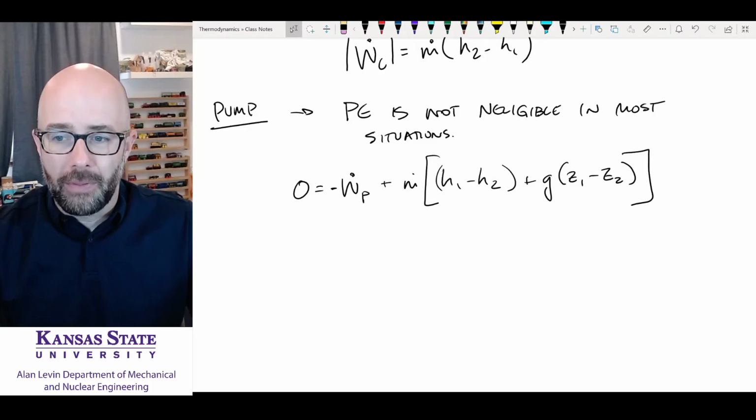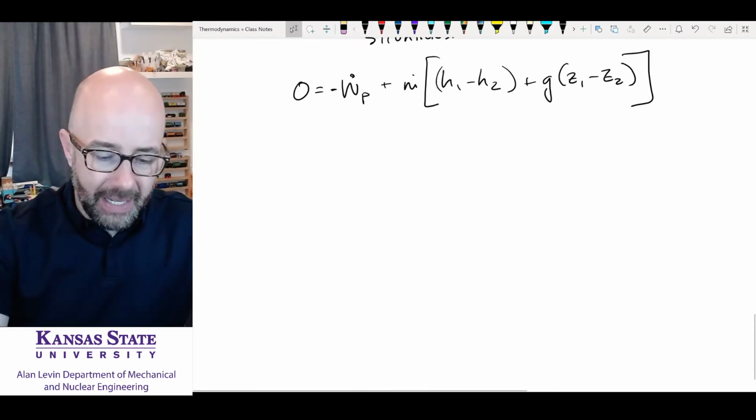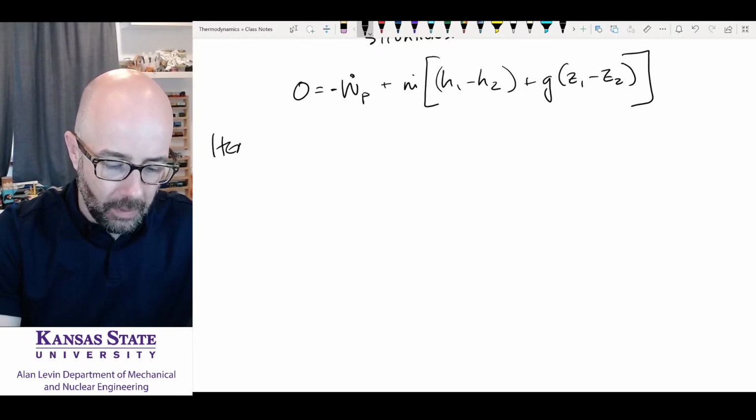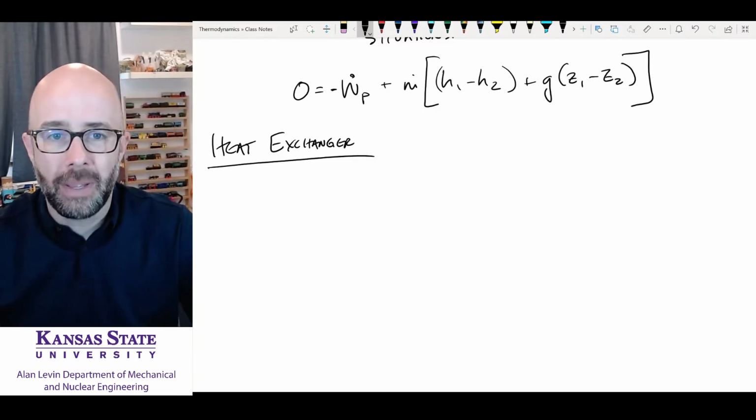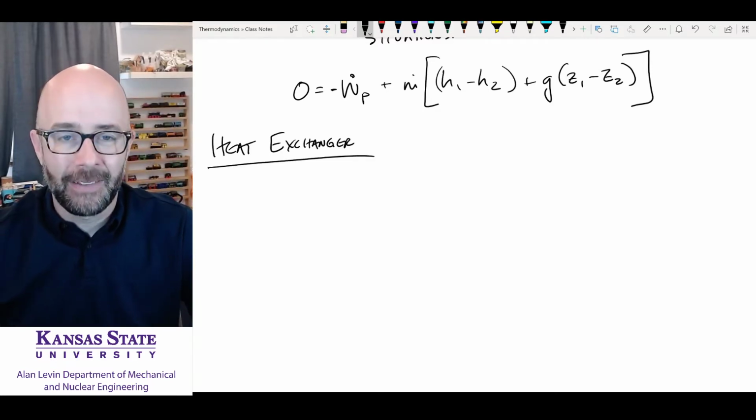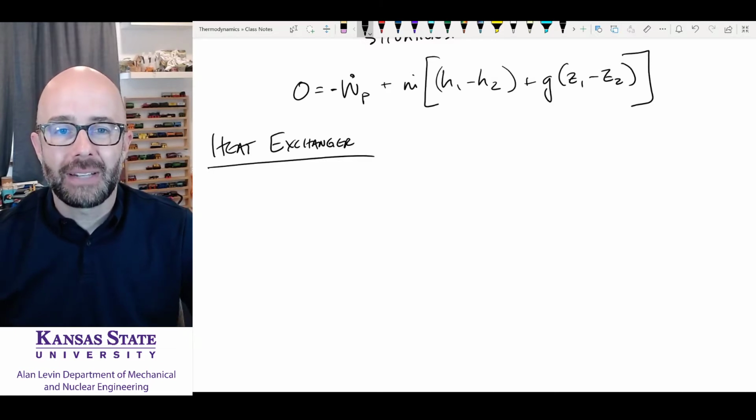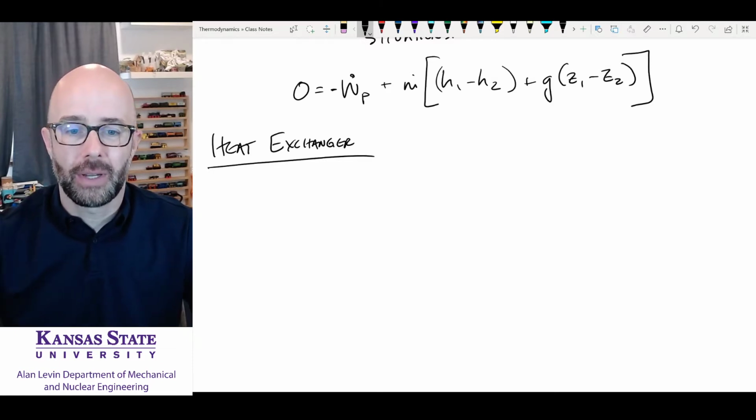Okay, third type of control volume for today is going to be a heat exchanger. Heat exchanger. That's exactly what it's going to be. It is going to exchange heat. And so there are lots of different types of heat exchangers that you can see out there. And let's take a look at what a heat exchanger looks like.